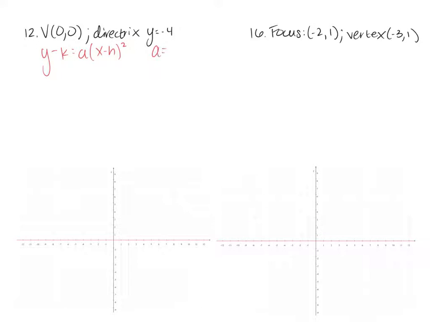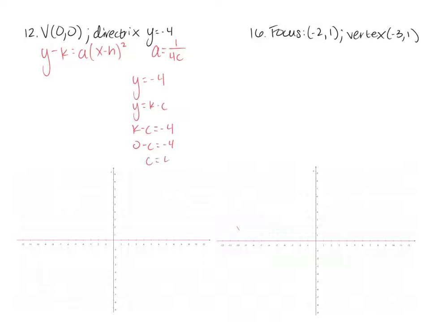Because I know a has to be equal to 1 over 4c, I need to figure out what c is. And the way to do that is to use the number we got for the directrix. We know the directrix is y equals negative 4. And we know from the very first piece of this lesson that the formula for the directrix in this case is y equals k minus c. So set them equal to each other. k minus c has to be equal to negative 4. And we know k is 0.